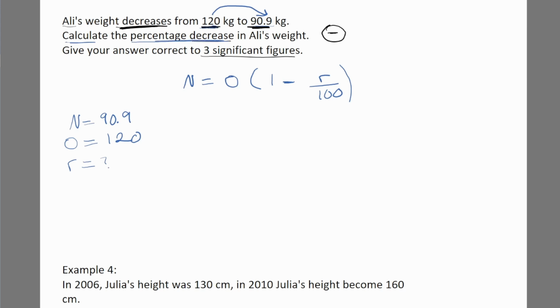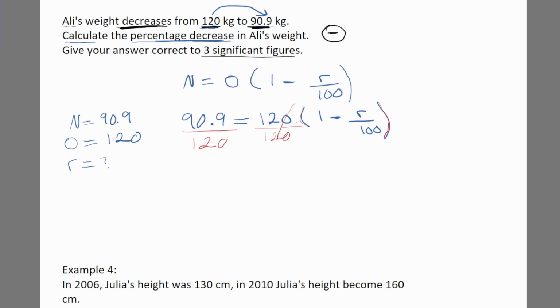Okay. Now let's plug in our variables to the equation. So 90.9 is equal to 120 multiplied by 1 minus R over 100. Okay. Now, there is multiple ways to do this. You can, for example, expand the 120 into the bracket. You will still get the right answer, but it's a little bit of a longer method. The easiest thing to do right now is to simply divide by 120. Okay? Over 120 over 120. Because the 120 is multiplied by the entire bracket right here. Okay? So I will divide by 120 and cancel it out.